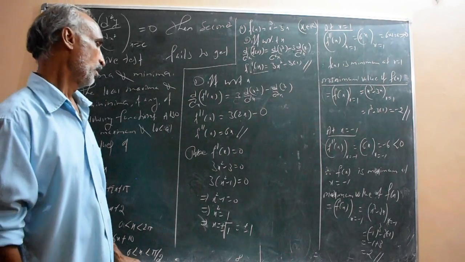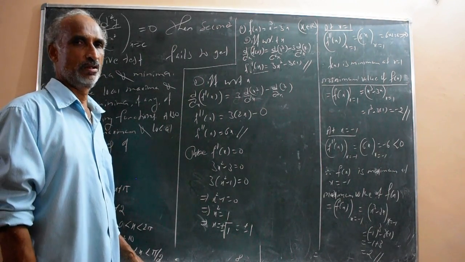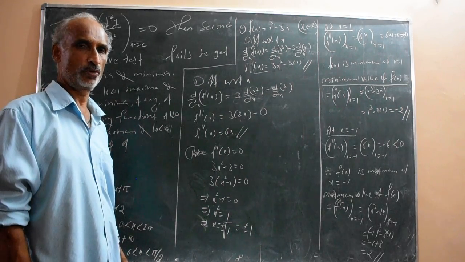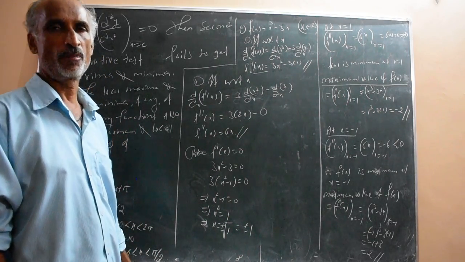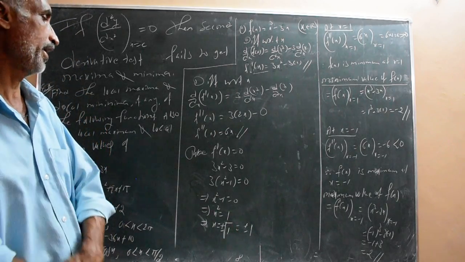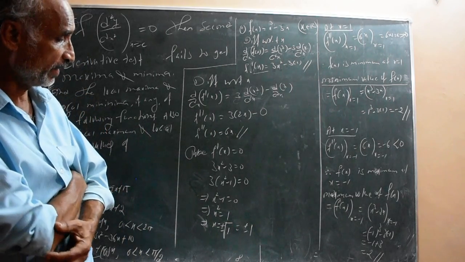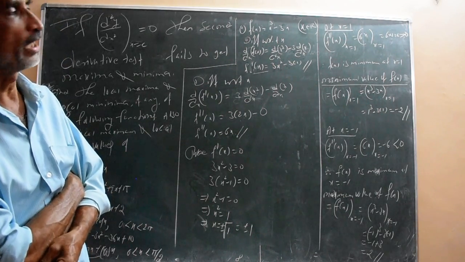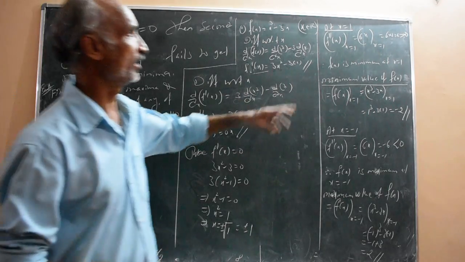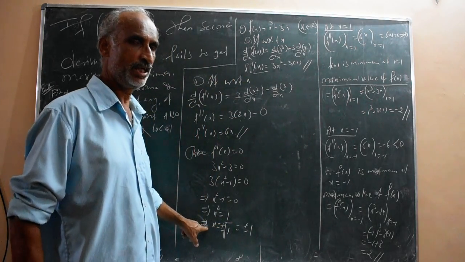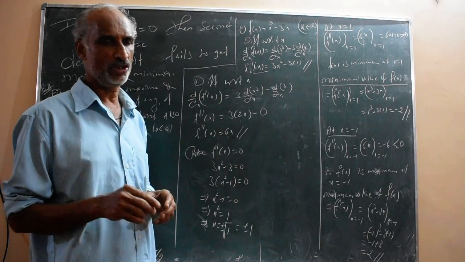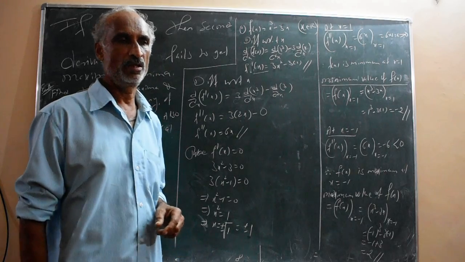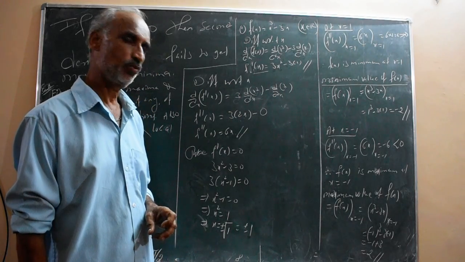Now, I got two values for x. They are called extreme points. x is equal to 1 and x is equal to minus 1 are called extreme points, or point of maximum or point of minimum. But at what point the function is maximum and at what point the function is minimum is to be worked out by the second order derivative. Suppose x is equal to c. So c has two values, plus 1 and minus 1.